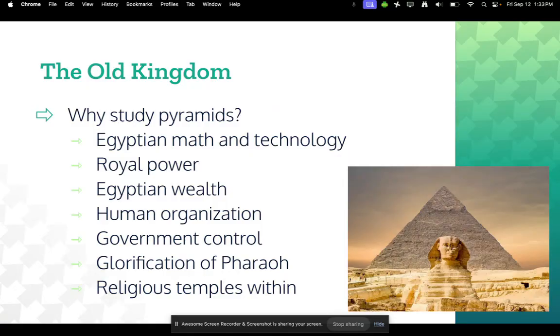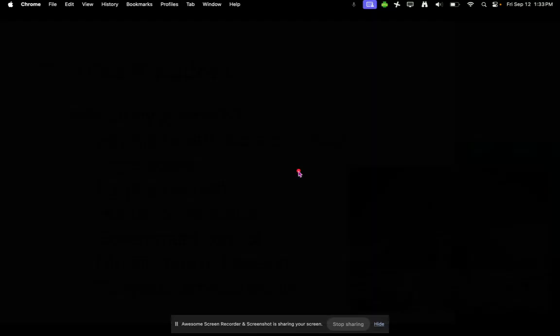Also, human organization. It doesn't take just one or two people to build these pyramids. It takes thousands of people. So, how did the government make that happen? Also, government control. Again, how did they get all these people to make these pyramids? Glorification of the pharaoh, as you can see here. Big triangles dedicated to one person must mean they're pretty important people. And also, there are religious temples within the pyramids themselves.